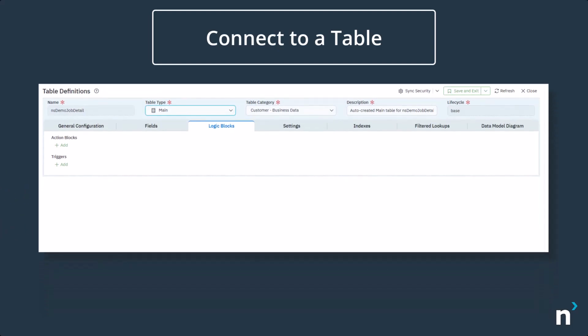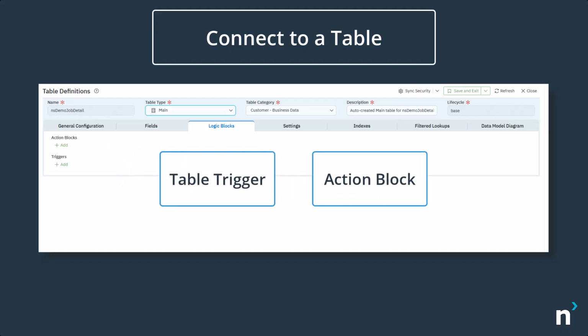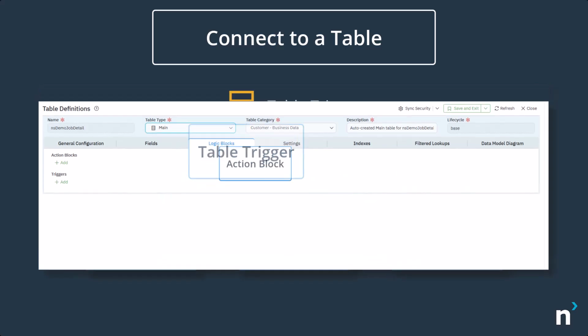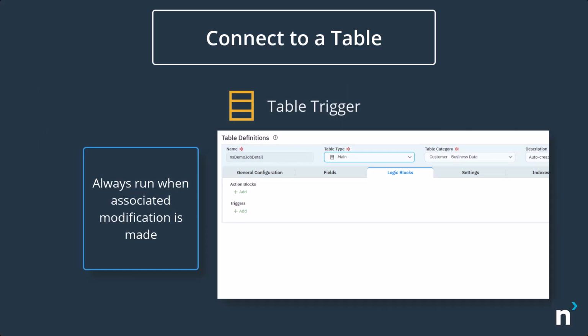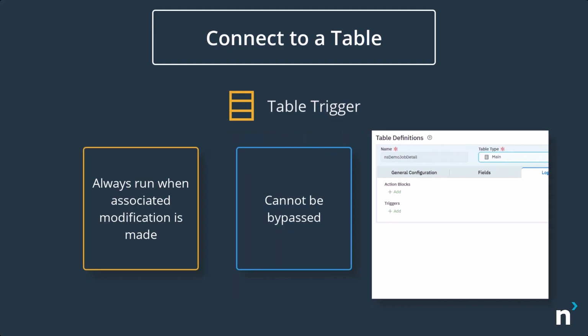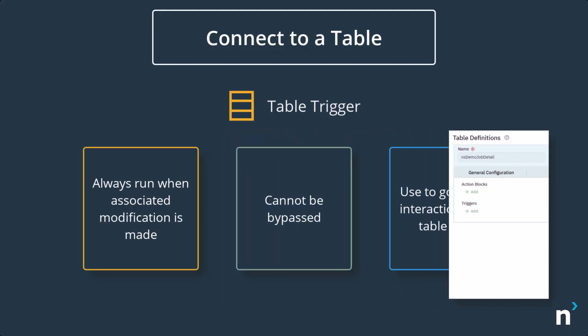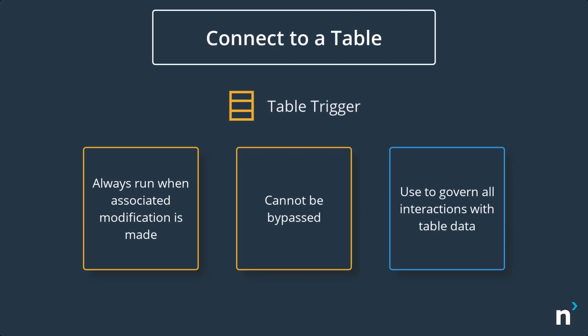You can connect a logic block to a table in two ways: as a table trigger or as an action block. Let's start by looking at table triggers. Table triggers always run when the associated insert, update, or delete modification is made to the table, and they cannot be bypassed. Use a table trigger when you want to govern all interactions with table data without exception.